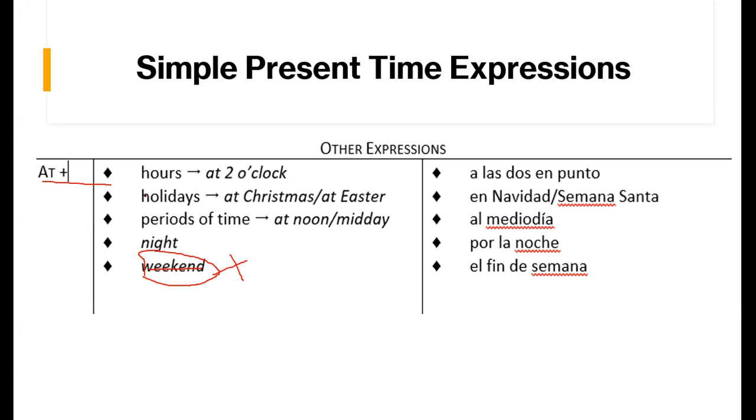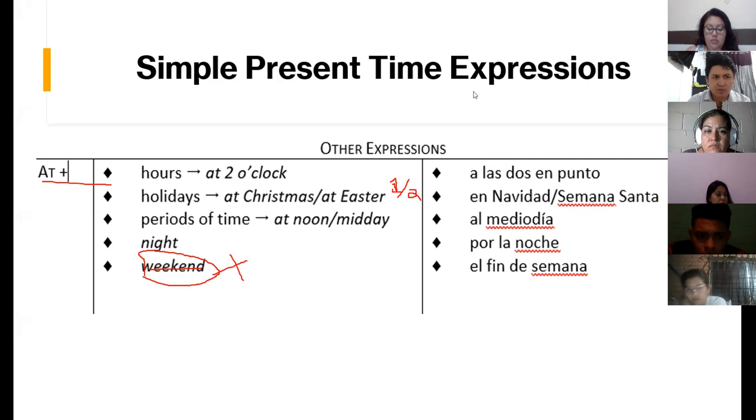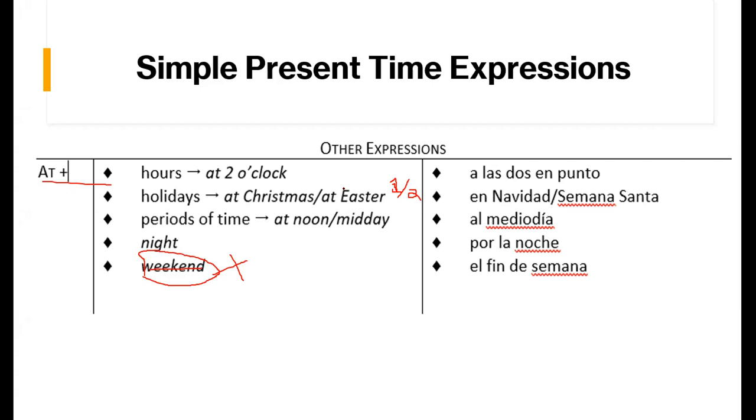Okay. So we also use at for holidays, you know, at Christmas, at Easter, but this one is not very common, right? Entonces vamos a ponerle aquí que es como la mitad, ¿verdad? De esto, ¿verdad? Que decimos at Christmas, at Easter. Recuérdense que ocupamos para fechas, ocupamos on, y es más apropiado ocupar on Christmas, on vacation, okay, on Easter, okay. At se utiliza, pero there is confusion over there, okay?